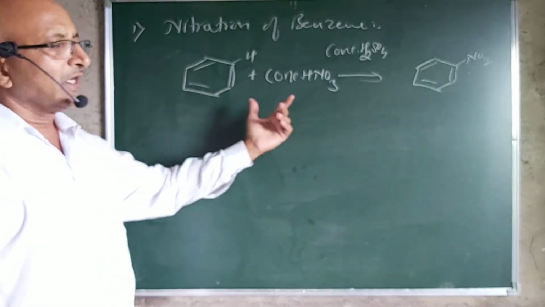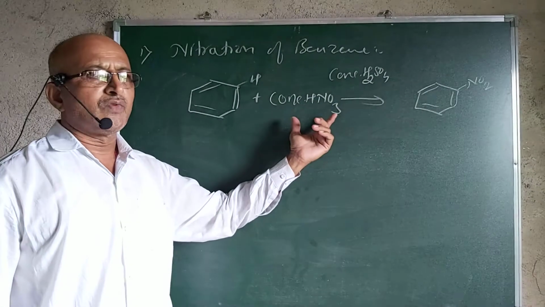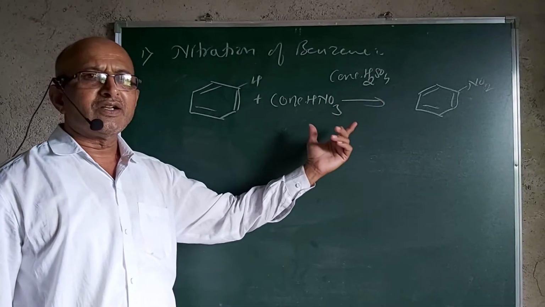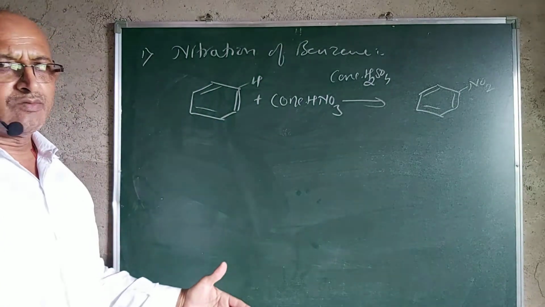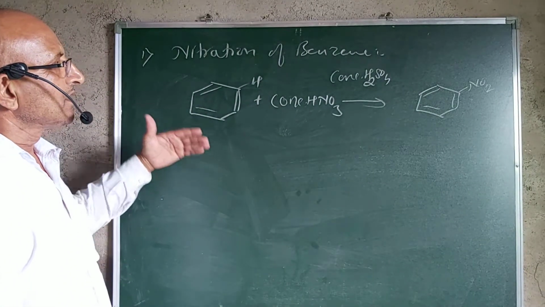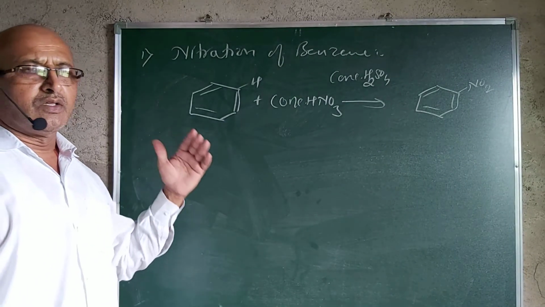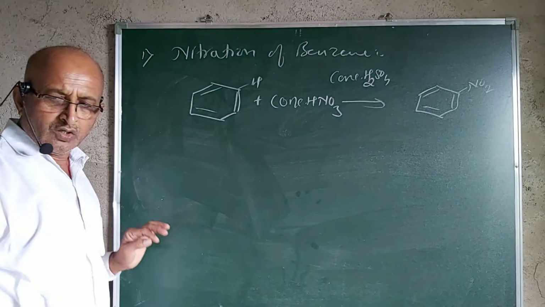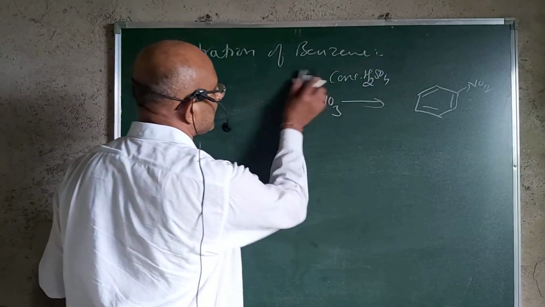The formation of an electrophile takes place from the reaction between one part of nitric acid and two parts of sulfuric acid, which is termed a nitrating mixture. When we want to study the mechanism of this reaction, it's necessary to discuss it stepwise. As we studied in the general mechanism, the formation of an electrophile is the first step. So how is this electrophile formed? The nitronium ion is formed in this reaction.